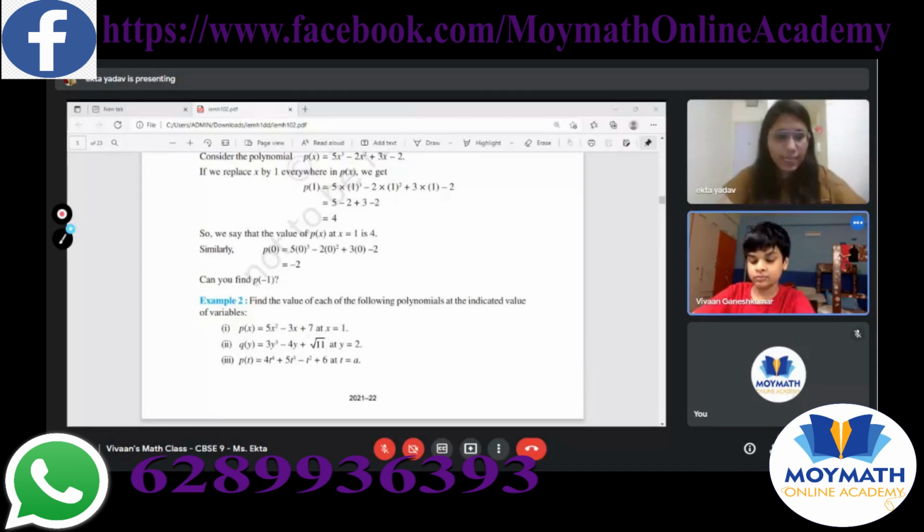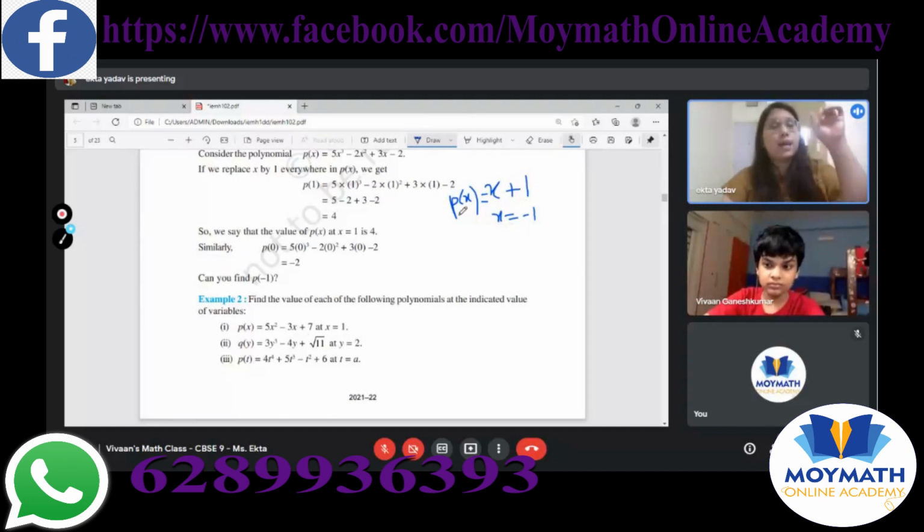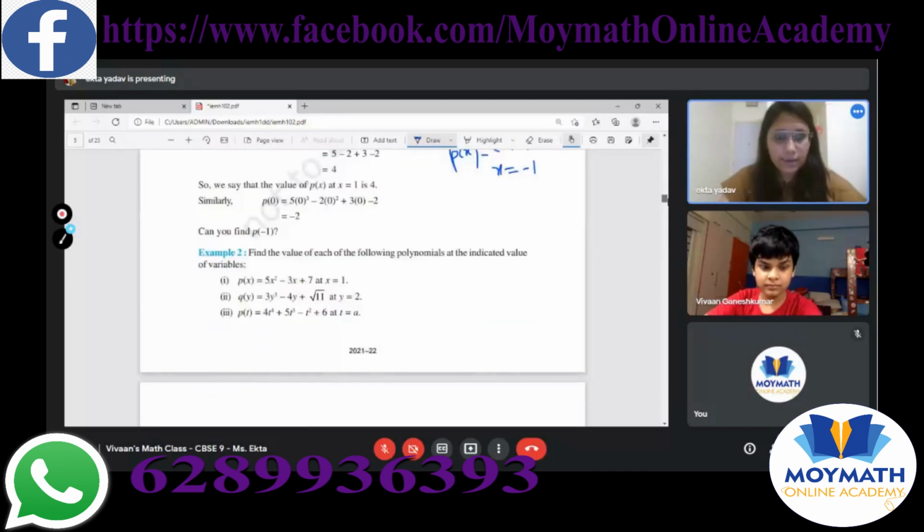Similarly, if I write a polynomial like x plus 1, what will be the zero of this polynomial? Minus 1. So x equal to minus 1 is the zero of this polynomial. Any number that, if you put it in place of the variable, makes your polynomial equal to 0, is called the zero of that polynomial.